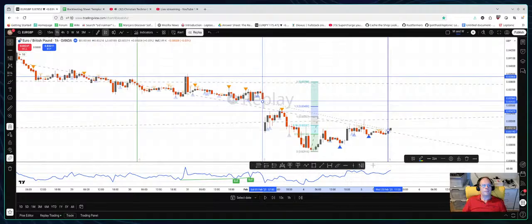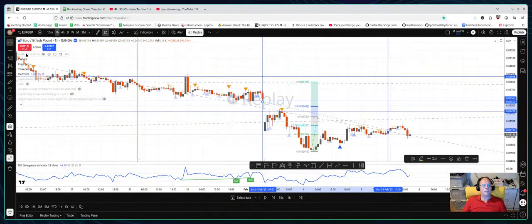So now we've got a break of the neckline and it's gone up, it's closed above it. Now we need it to touch the neckline again. Go forward an hour, go forward an hour. I don't think it's going to touch it again. There we go, touch again. And now we need a blue candle.